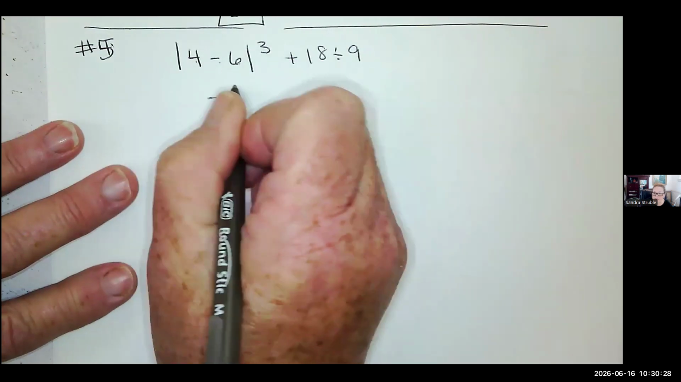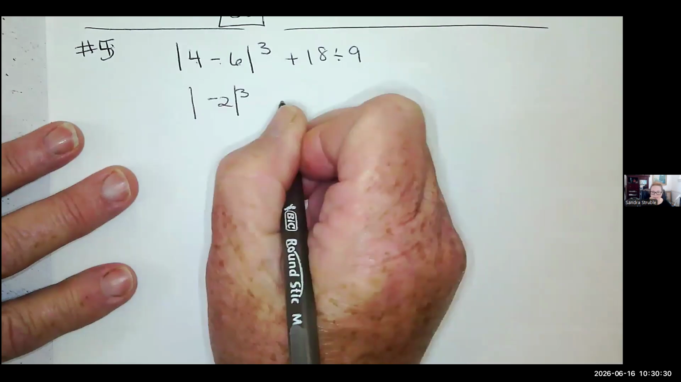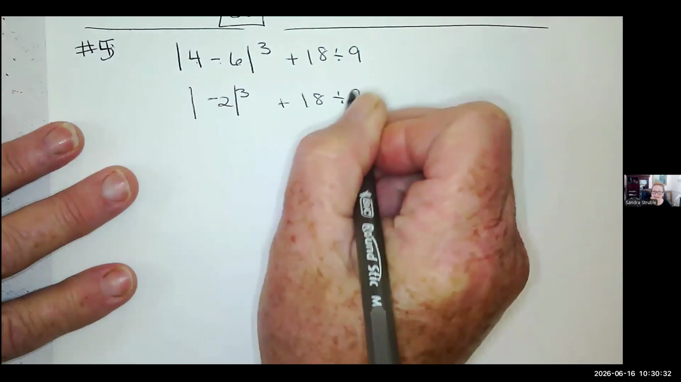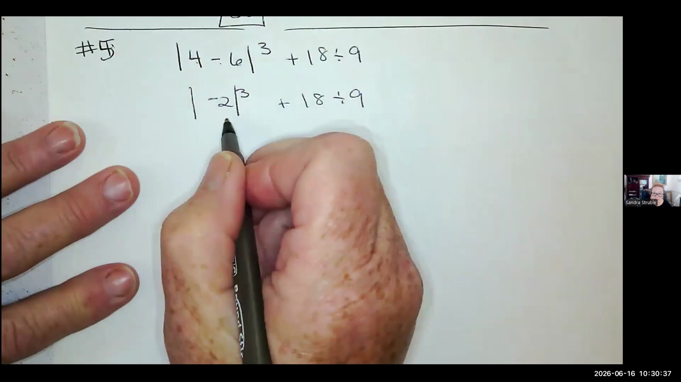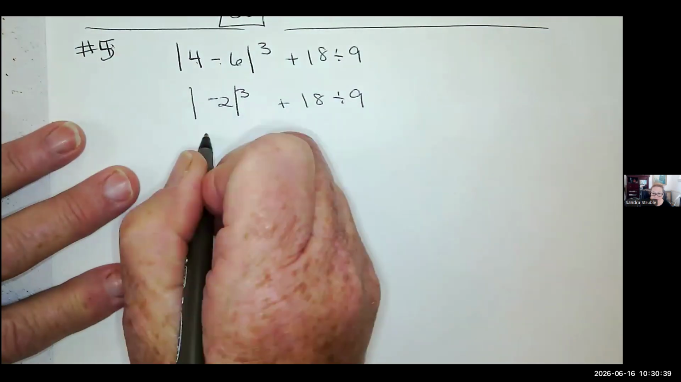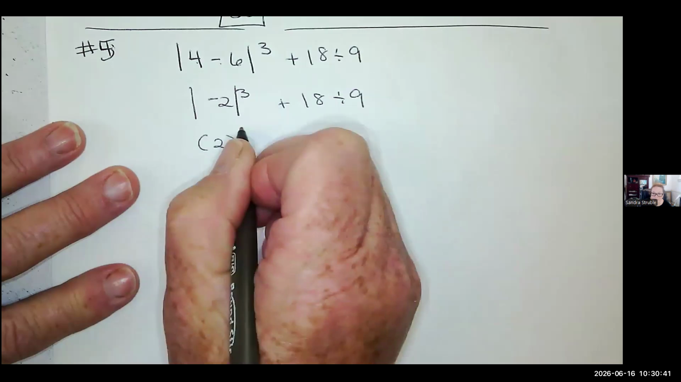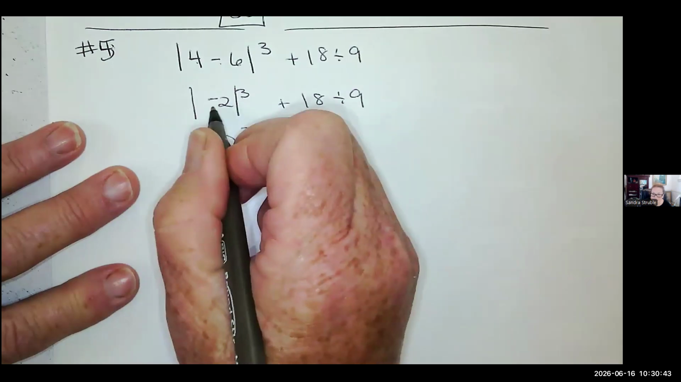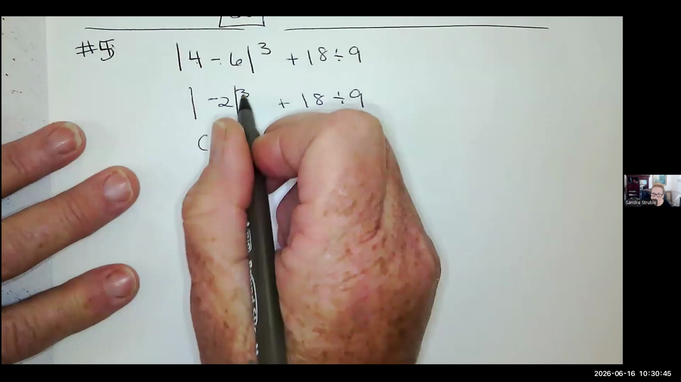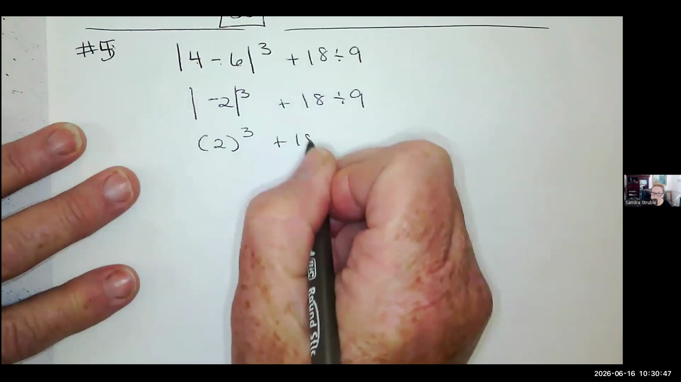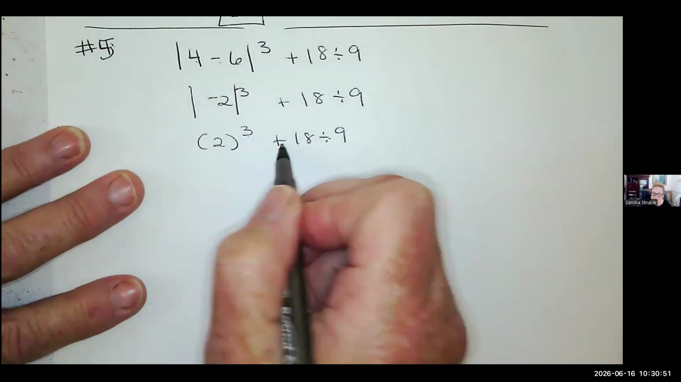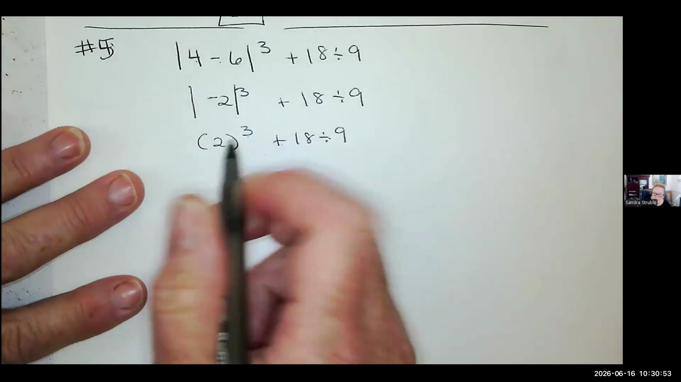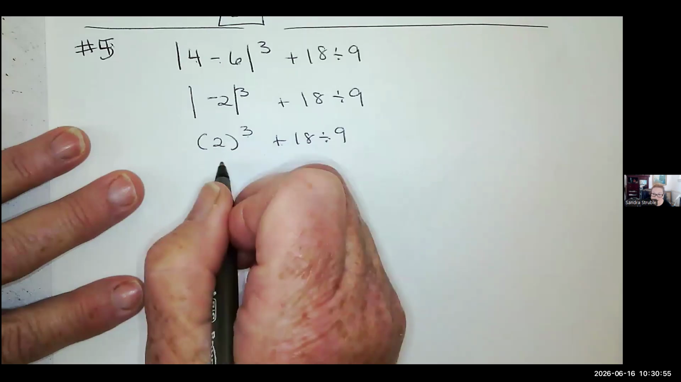Bringing everything else down. I'm doing one step at a time. The next thing is I'm taking the absolute value of the -2, and that is 2. Because the absolute value of any number is positive. I'm keeping the cube there. All right, now we've got an exponent, addition, and division. We need to do the exponent before anything else. 2 cubed is 2 times 2 times 2, which is 8.